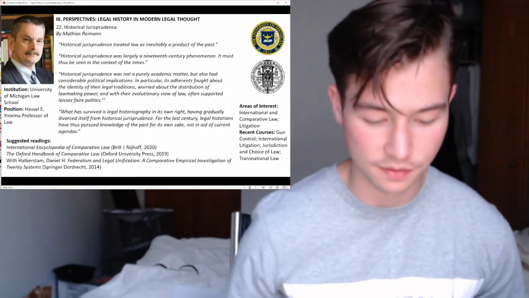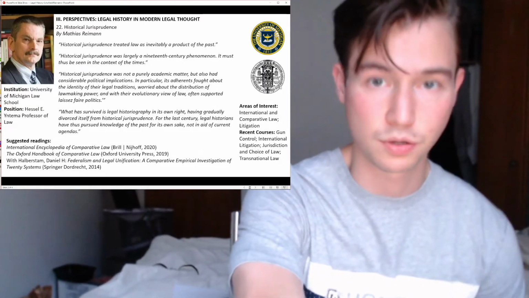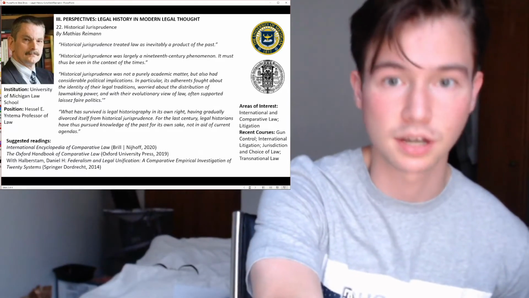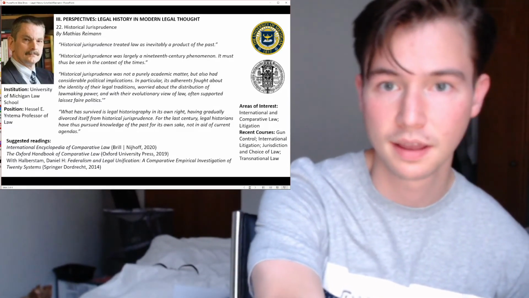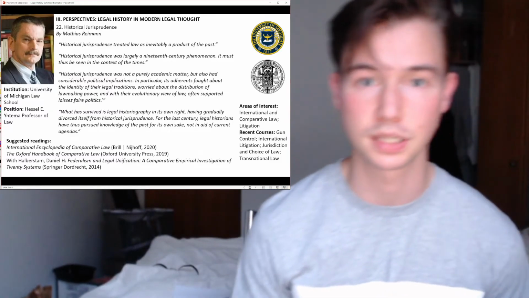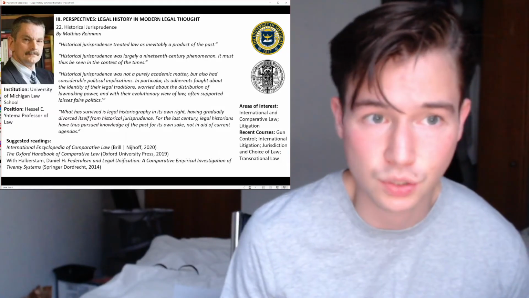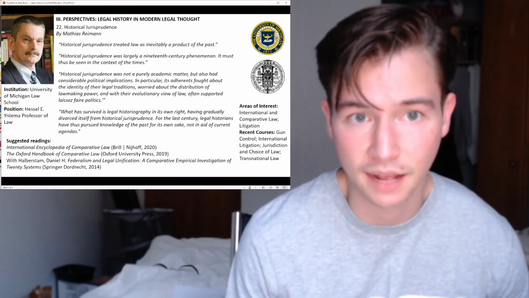In terms of the symbols, we have the University of Freiburg at the bottom, where you see most of his degrees, and he taught as professor as well. And above that, we have the University of Michigan, where he currently teaches and where he also received his Master of Law, his LLM. In terms of the quotes, we have: historical jurisprudence treated law as inevitably a product of the past.